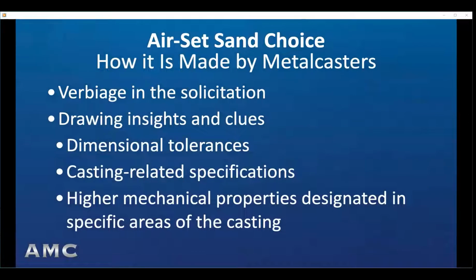Since metal casters are very rarely producers in both processes, the choice for air-set sand was made prior to the bid. The metal caster would recognize a casting from the verbiage in the drawing and its dimensional tolerances and other elements in the technical data package. Digging deeper into the drawing notes citing casting-related specification, as-cast tolerances and other clues, the metal caster was able to determine that the casting was intended to be produced in a sand mold.